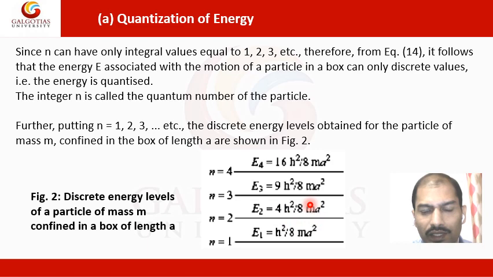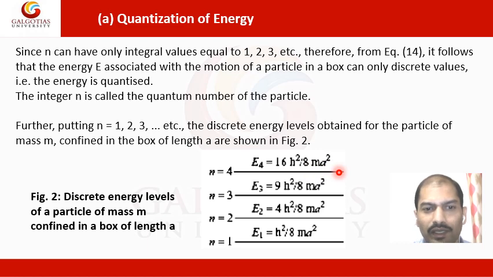After solving this, you will see this is 4h² upon 8ma². Similarly, for n = 3 you put 3 into 3, which is 9, so 9h² upon 8ma². And similarly, once you put the value of n equal to 4, this will be 16h² upon 8ma².